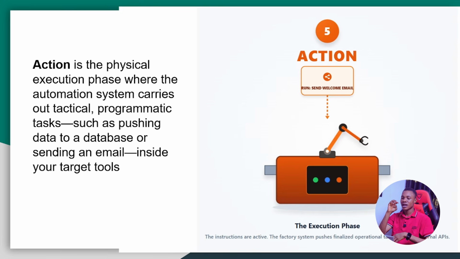Is that okay? Now, action is the physical execution phase where the automation system carries out the tactical or programmatic task. Of course, you have analyzed that you need only UK students, so it analyzes it, and the action is now to move it to that area. I think we have talked about this from that angle.